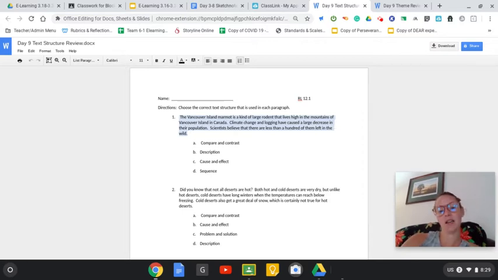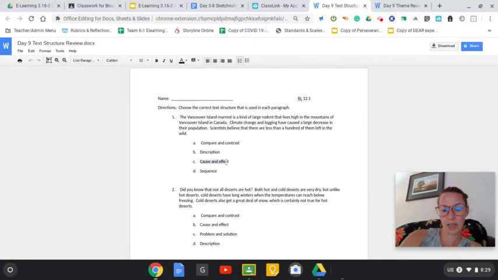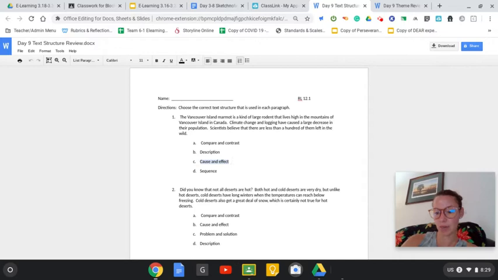So because of climate change and logging, it is decreasing their population, or the population is decreasing because of climate change and logging. And I know that any kind of relationship like that would be a because of this happens. It's an event that takes place and a result that happens. And so I would know that is cause and effect.